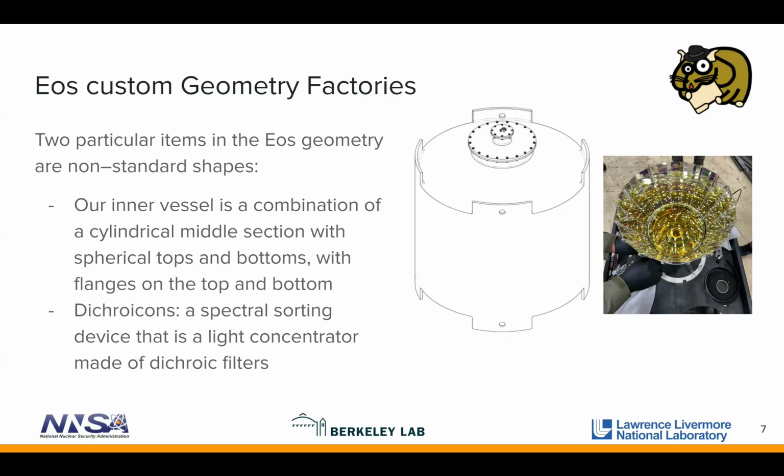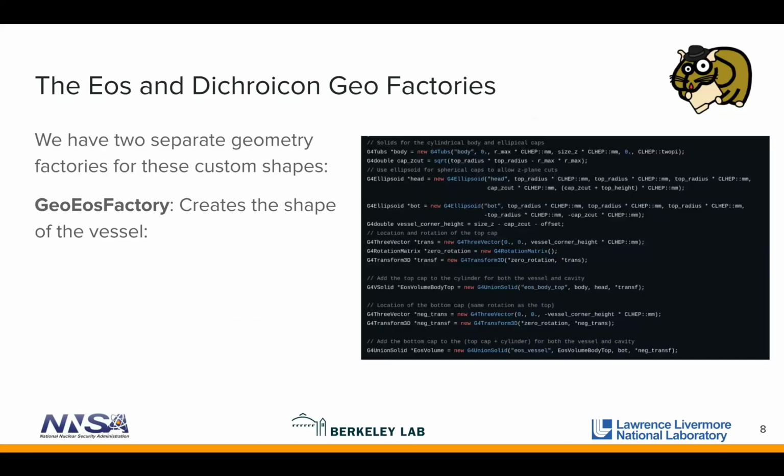The other thing are these things called dichromicons, which are spectral sorting devices, so devices that sort the photons coming in by wavelength. It's a light concentrator made of dichroic filters. These are basically filters that reflect light at certain wavelengths and transmit light at different wavelengths. So it looks pretty cool. That's why I'm showing the picture here. Tanner, by the way, is the person who came up with this idea 10 years ago at this point. These things are also very custom shaped, so we also create custom geo factories for that.